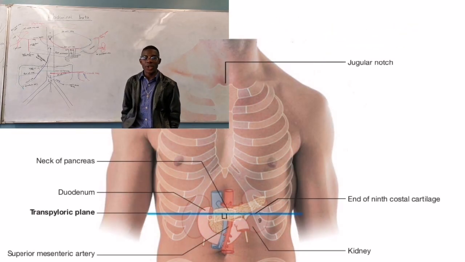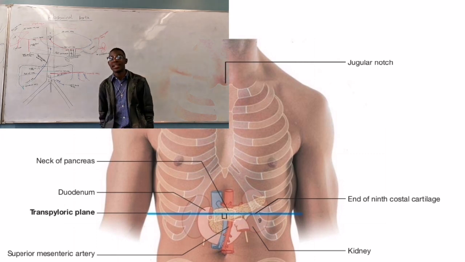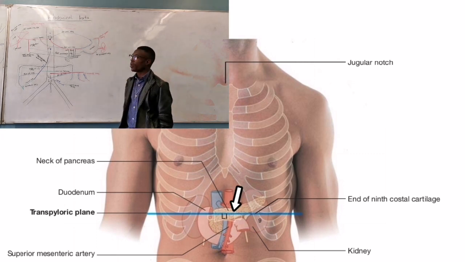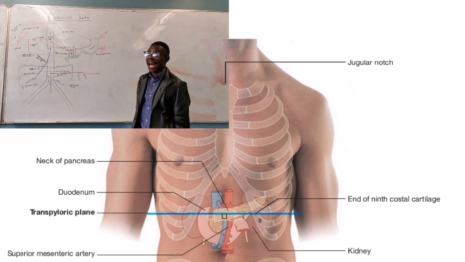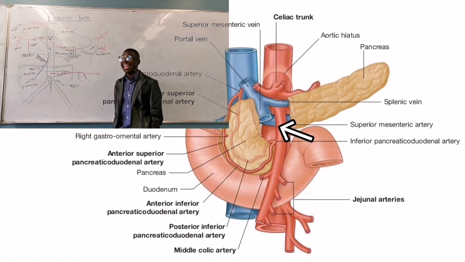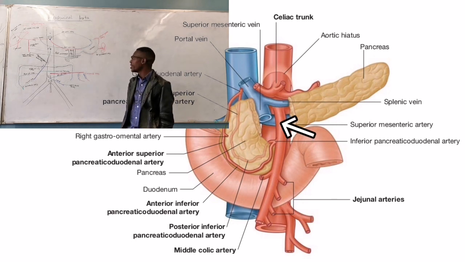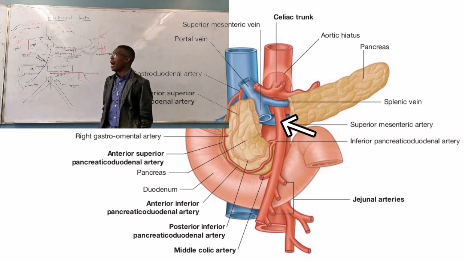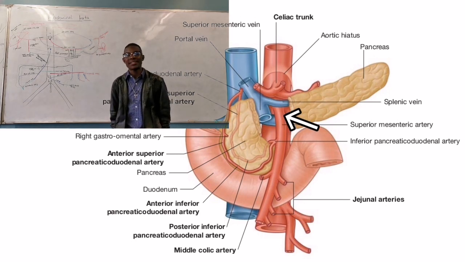So at the transpyloric plane, that is the plane at about lumbar vertebra L1, we're going to have the origin of the superior mesenteric artery. The superior mesenteric artery is going to run in the root of the mesentery of the small intestines. Right, let's see its course. It's going to run posterior to the neck of the pancreas, right?